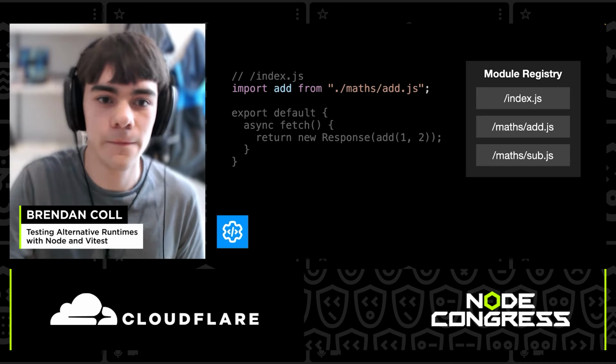However, if we add an import to a module that doesn't exist, this will fail at runtime. For the Vitest worker, we don't know what modules we'll be importing until we start running tests. We need some way to define a fallback if the module isn't found in the registry. And that's exactly where the module fallback service comes in.